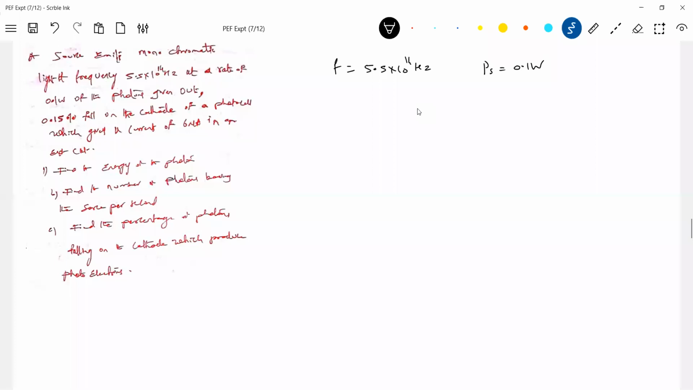A source emits photons at a rate of 0.1 watt. Of the photons given out, 0.15% fall on the cathode of a photocell, which gives a current of 6 microampere. Find the energy of a photon, find the number of photons leaving the source per second, and find the percentage of photons falling on the cathode which produce photoelectrons.